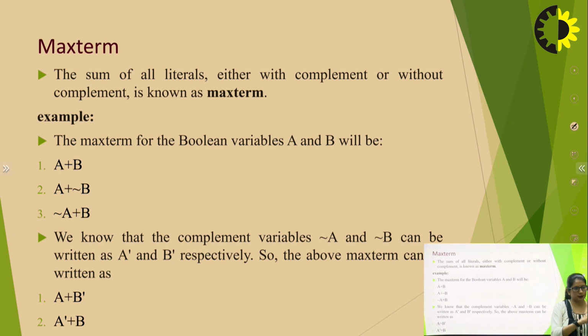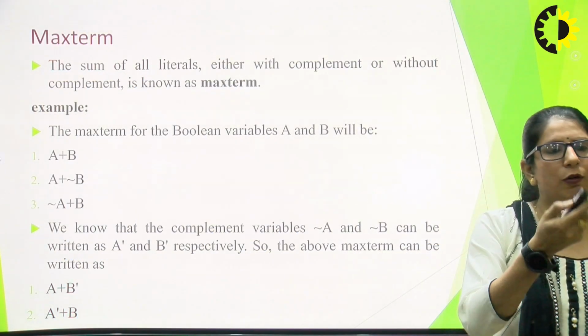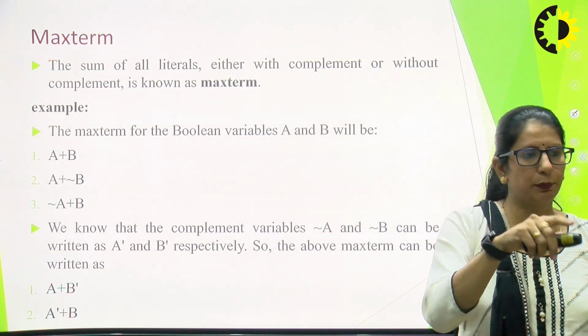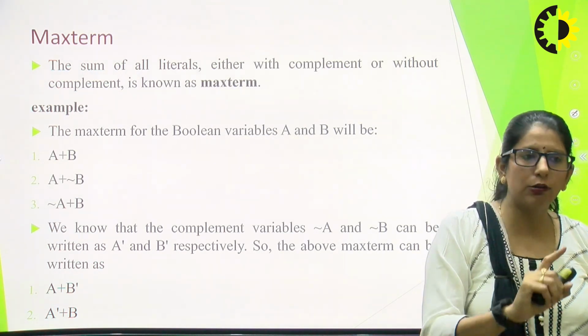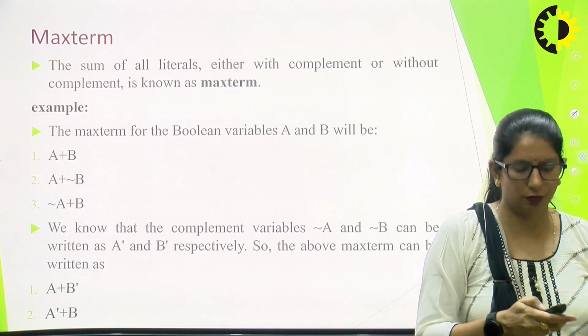Now, similarly, there is the max term also. As I said, minterms are the product of all the literals. So the max term is the sum of all the literals, either with the complements or without the complement. For example, if we have the Boolean variables A and B, then the max terms will be A plus B bar, A bar plus B. If we know that the complement variables are A bar and B bar, the above max term can also be written like A plus B dash, A dash plus B. The negation can also be written with the tilde symbol. It can also be written with the dash symbol. We can use any of the notations, right?